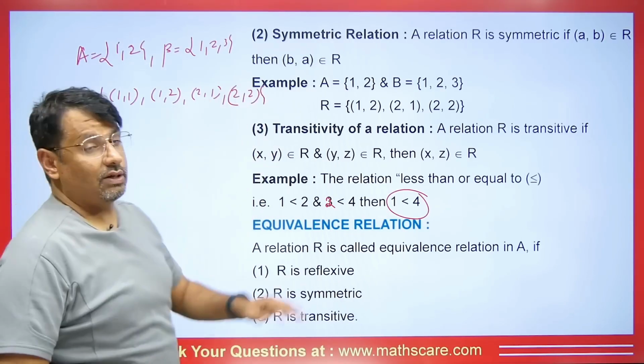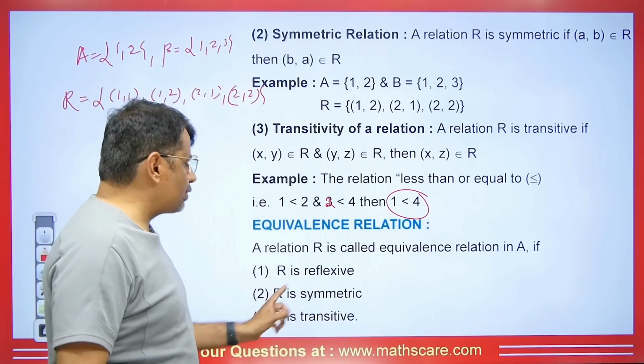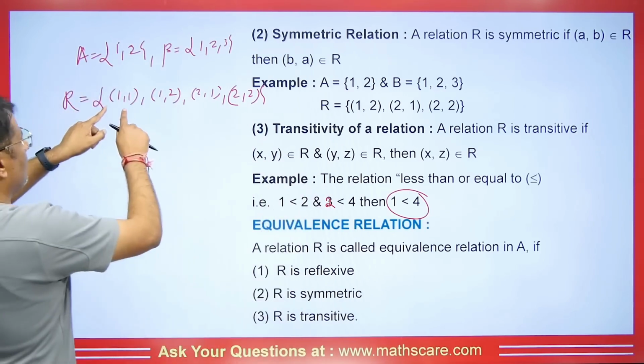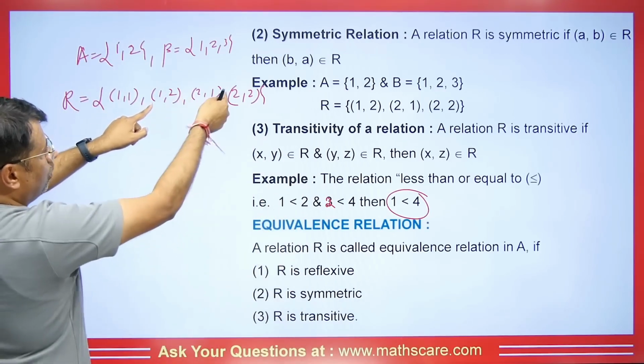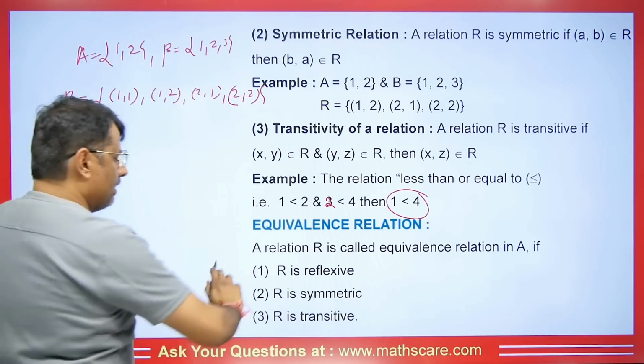Let's check what will be there. It will be reflexive, right? Now let's talk about symmetric. In symmetry, if 1, 1 goes, then it's symmetric. If 1, 2 goes, then 2, 1 goes, symmetric. Here 2, 2, yes, we have this.